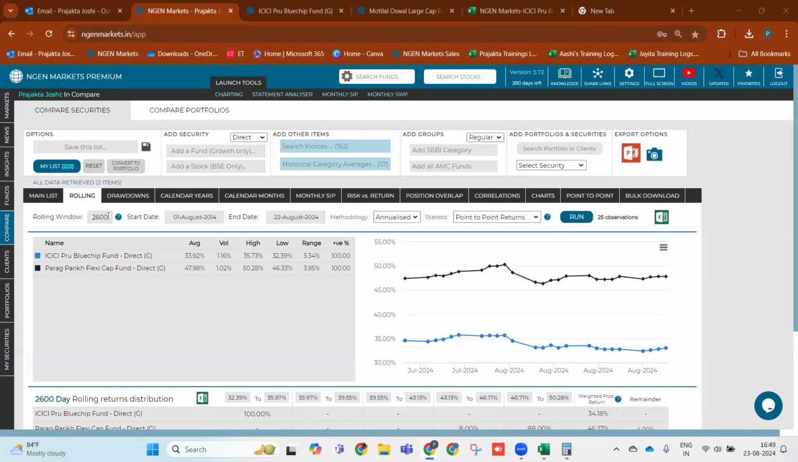21 days, that's 1 month in terms of working days. If you actually want to see 1 month absolute returns, then you will choose the methodology as absolute. Otherwise, if you want to extrapolate that to an annualized number, then you will say annualized.